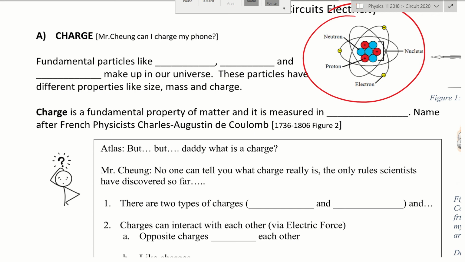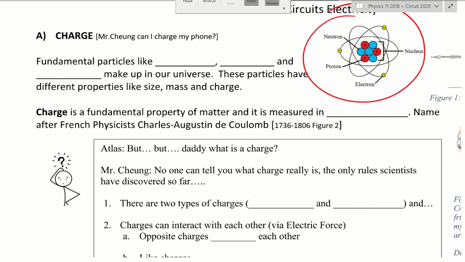Hello everyone. This week we're going to look at the last chapter of our Physics 11 year, which is electric circuit, something that you have learned in previous science class for a little bit already, but we are going to go into much more detail. So let's start by looking at some fundamentals.